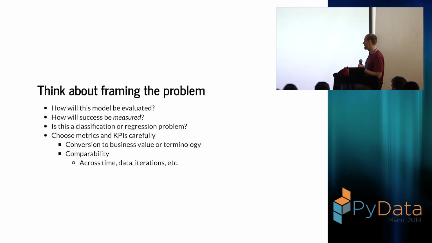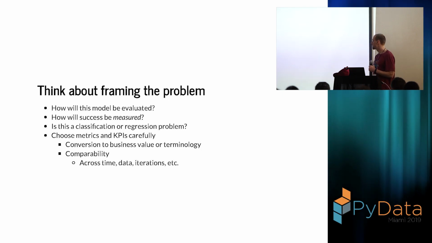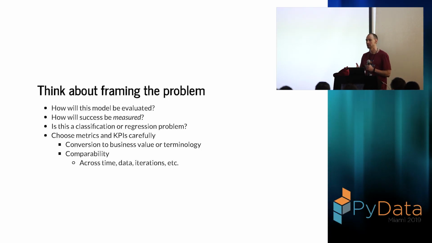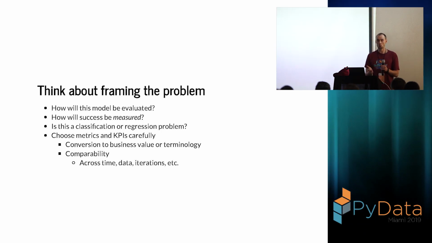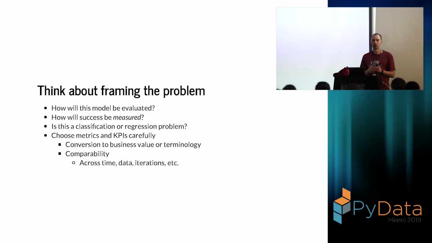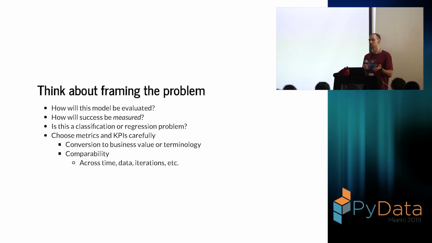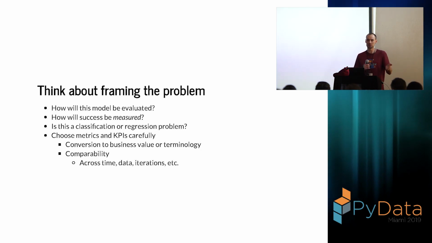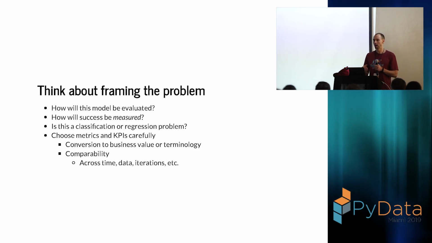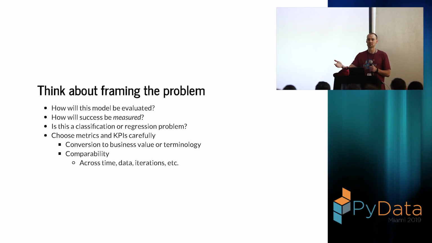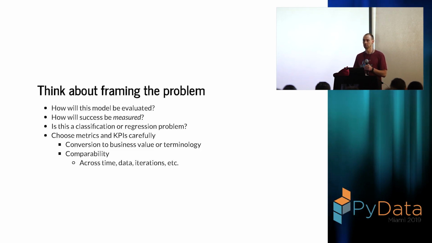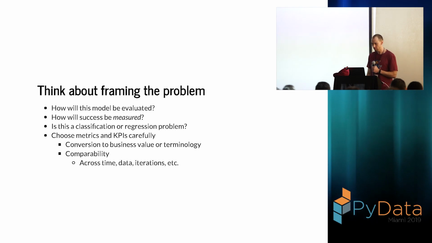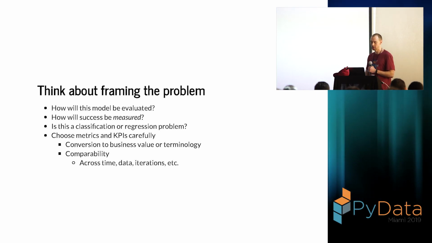Choose your metrics and KPIs carefully. Some guidelines for that would be try to choose metrics that convert easily into business value or business terminology. So for example, mean absolute percent error is nice. It converts nicely into business terms. You can say, yeah, our predicted bid prices are within 5% of the winning bid price. And that's easy to disseminate among other teams. So when possible, try and do that.